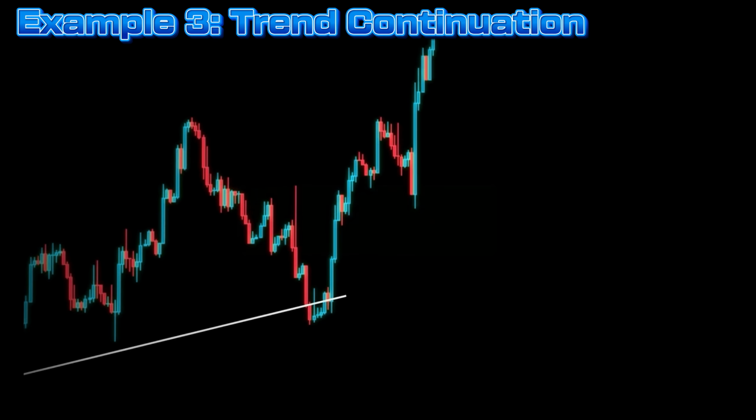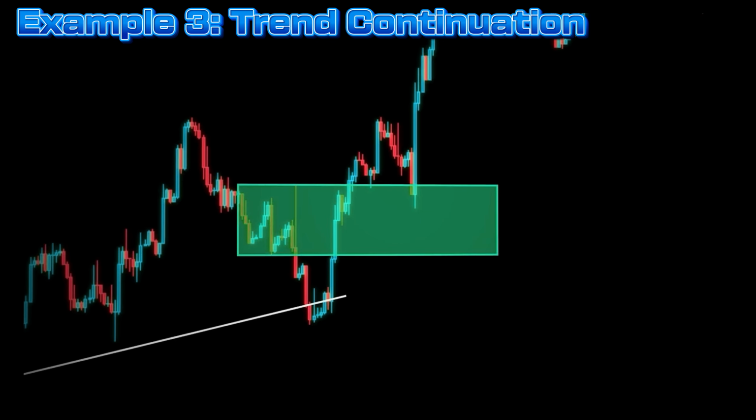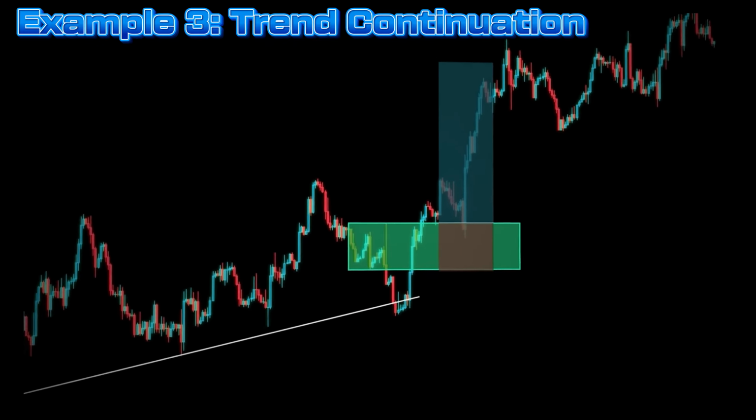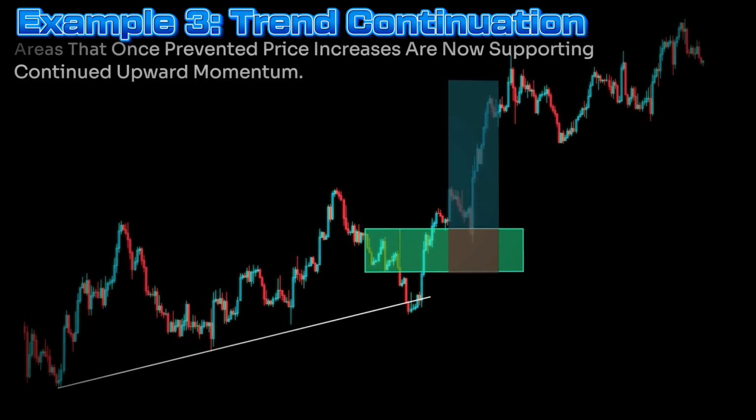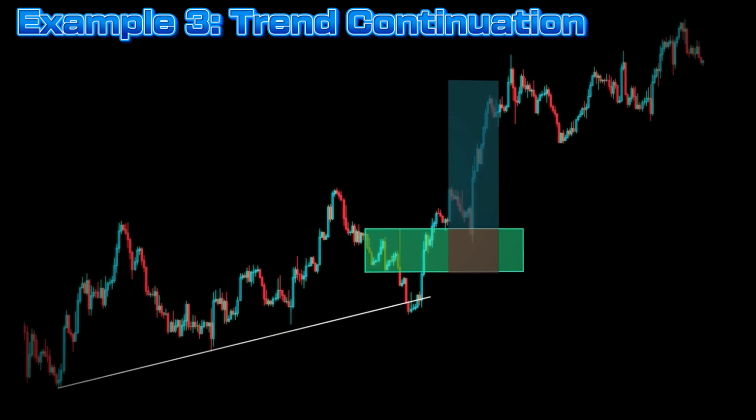This allows you to execute an entry on the retest of this old resistance area, which has now transitioned into a new support level. When old resistance zones are retested and transformed into new support, the market is showing us a core principle of trend-following trading. Areas that once prevented price increases are now supporting continued upward momentum. Your protective stop is placed below the low, with profit targets set at the structural levels above.